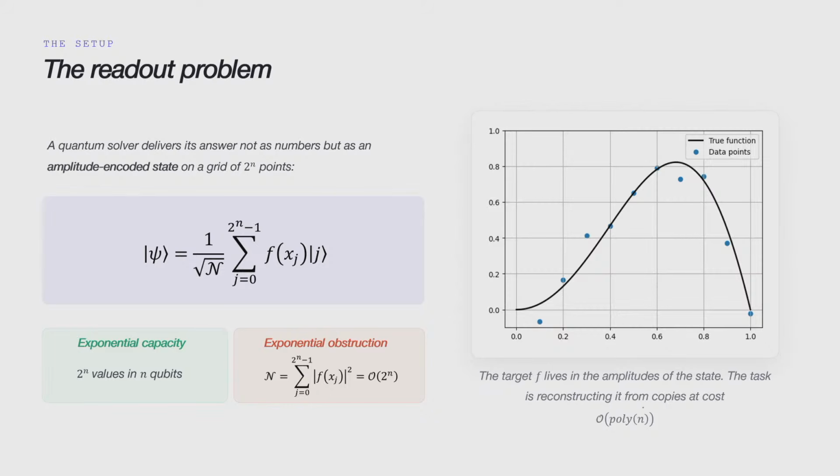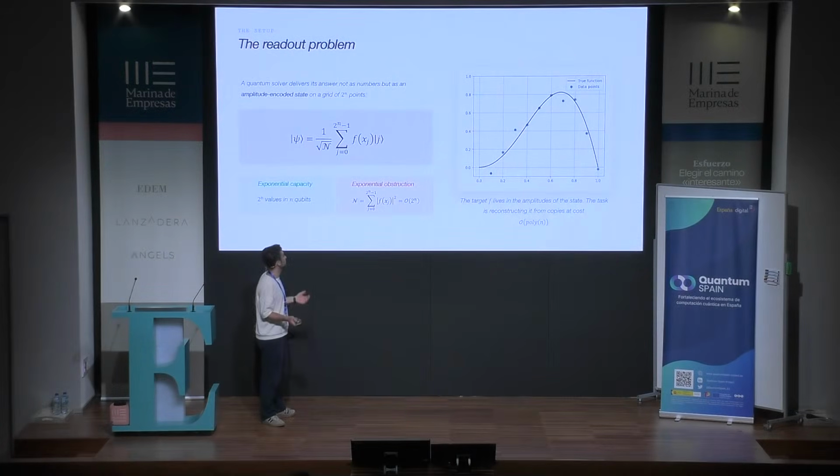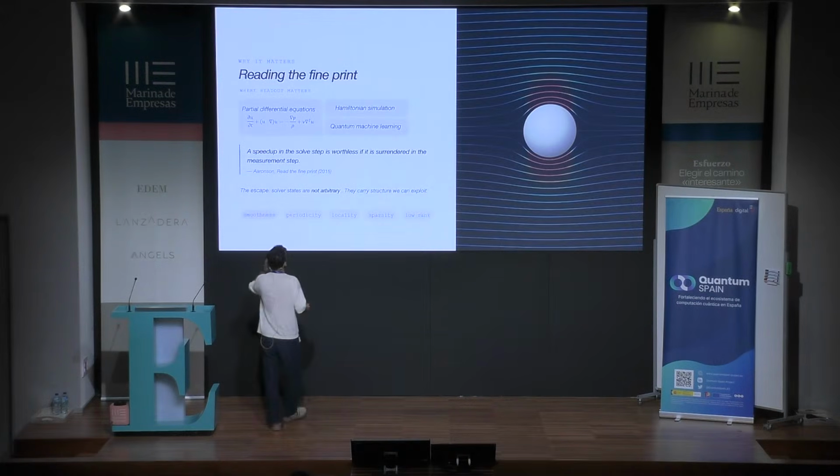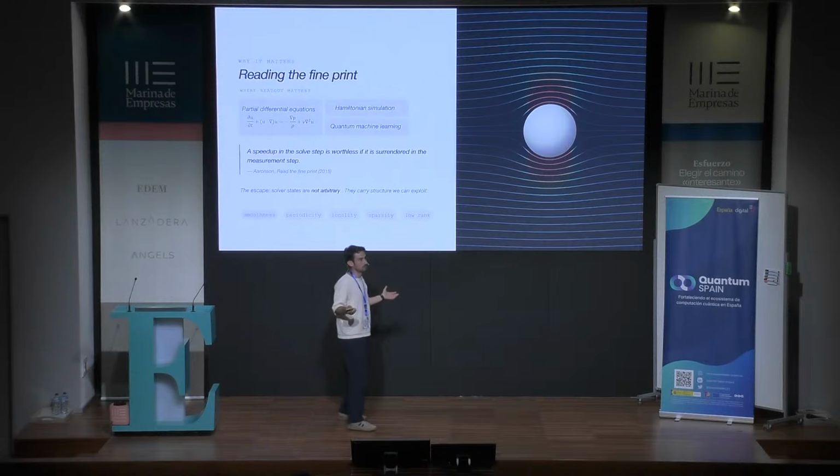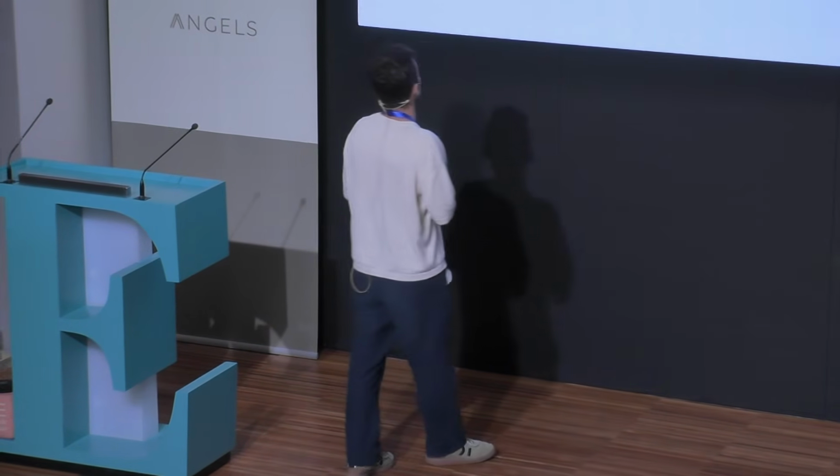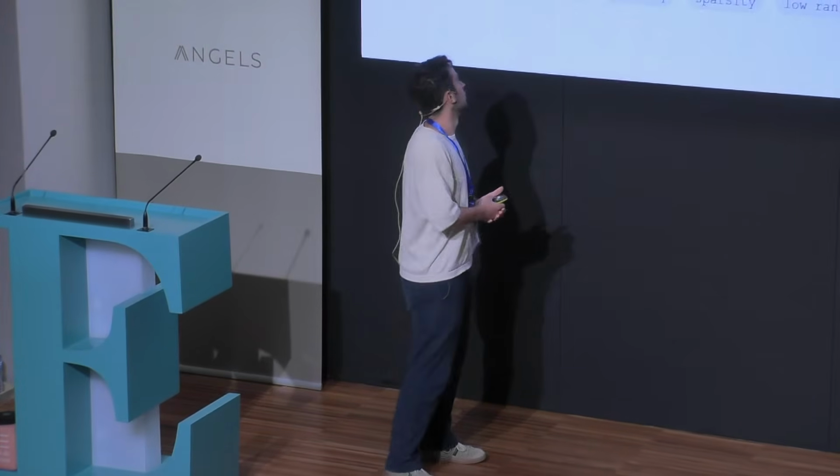So our goal now is to extract some properties of the function, or even the complete function. This is interesting in different fields like partial differential equations, as my colleague explained before, or Hamiltonian simulation or quantum machine learning. And the speedup that our quantum algorithms give us can be surrendered to the measurement step. That is the step that we are addressing here, as Aronson said once.